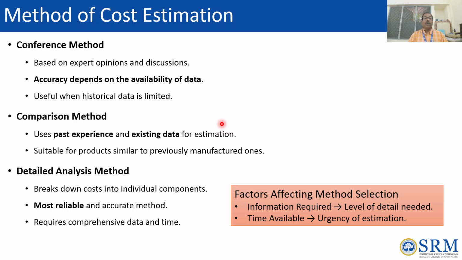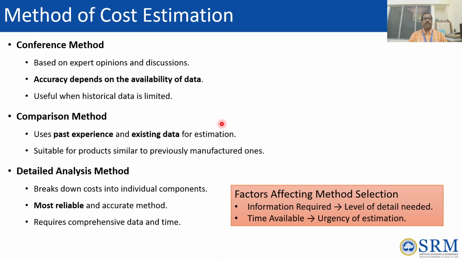So this is comparison. When is it suitable? When you have a similar product in your industry. If you don't have a similar product in your industry, the conference method is better. If a similar product has already been completed, produced or manufactured in your industry, then we can go with the comparison method, provided we have the past experience and also existing data. Okay, this is the comparison method.